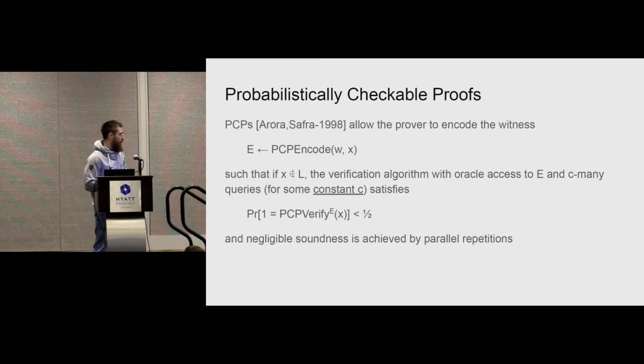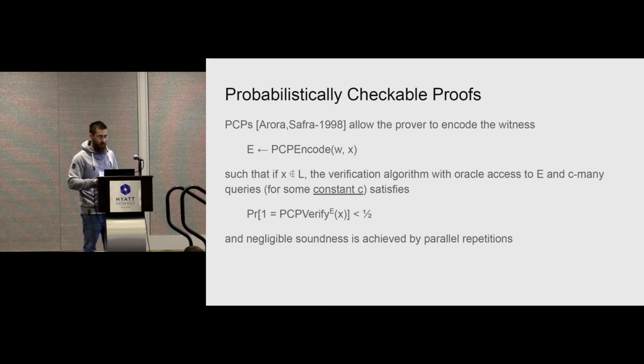But we have the guarantee that if X is not in the language, then the verifier will not return 1 with probability at least a half. And the important part is that the verifier will only check a constant amount of locations in this encoding. In cryptography, we're most often interested in negligible soundness, so we are in this work. But this can always be achieved by parallel repetition. So in the end, if you make the calculation, you will get a fixed polynomial amount of probes. So this is going to be important for later.